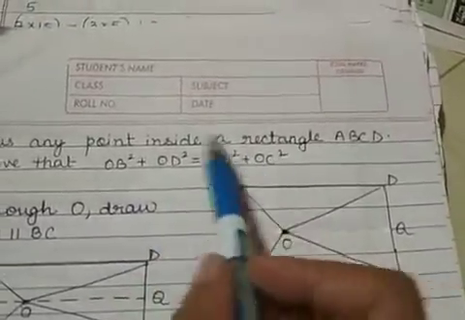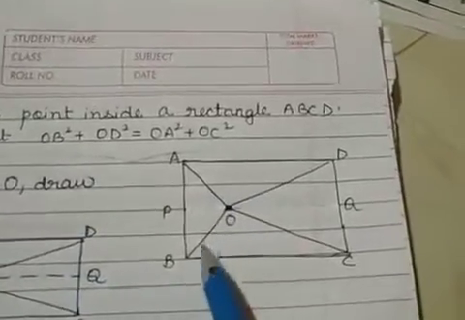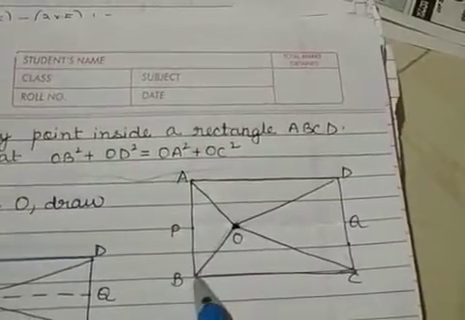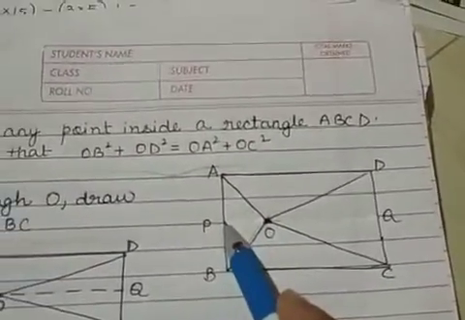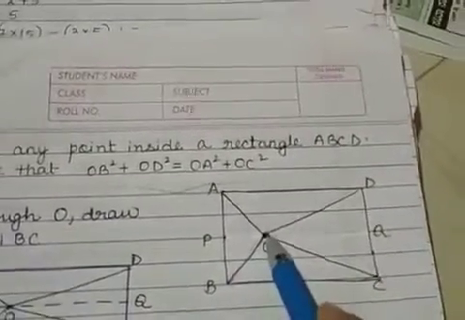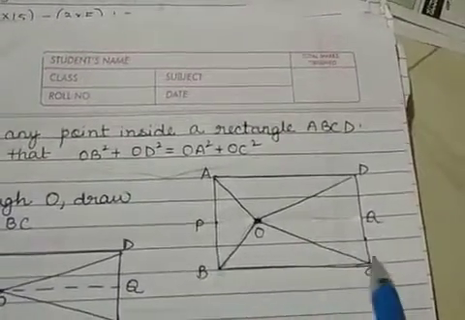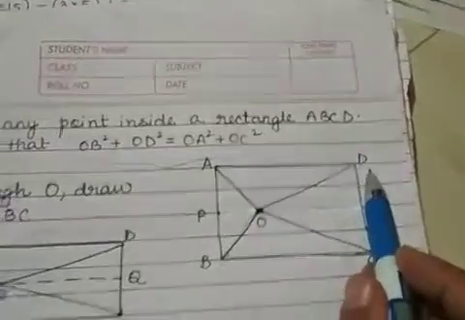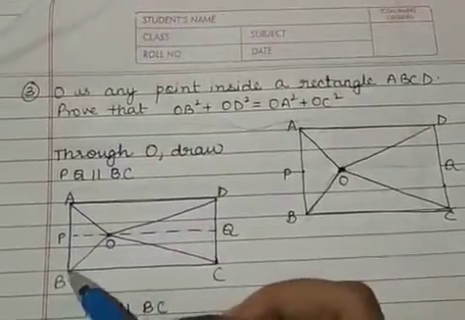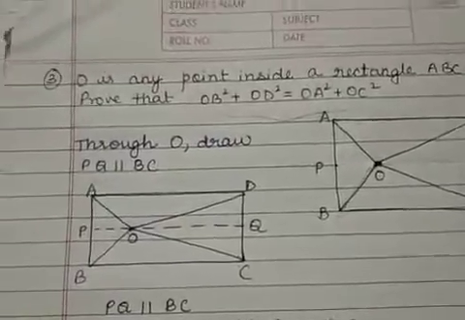Now you know this has to do something with Pythagoras theorem, but here you need OB square. Now you don't have any right angle triangle here. So what we do is we join the point P and Q with a line, okay, which passes through the point O such that this line PQ is parallel to BC as well as AD. Okay, so through O you have to draw PQ which is parallel to AD as well as BC. So this is the construction what we are doing here.